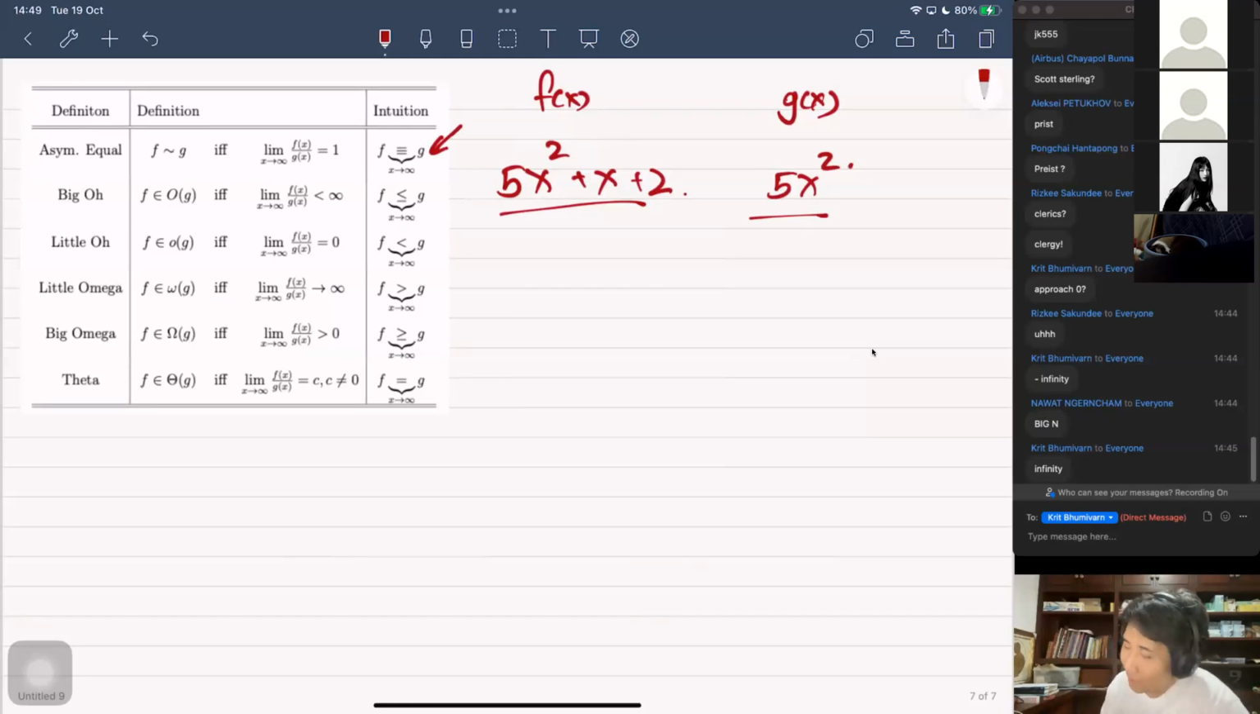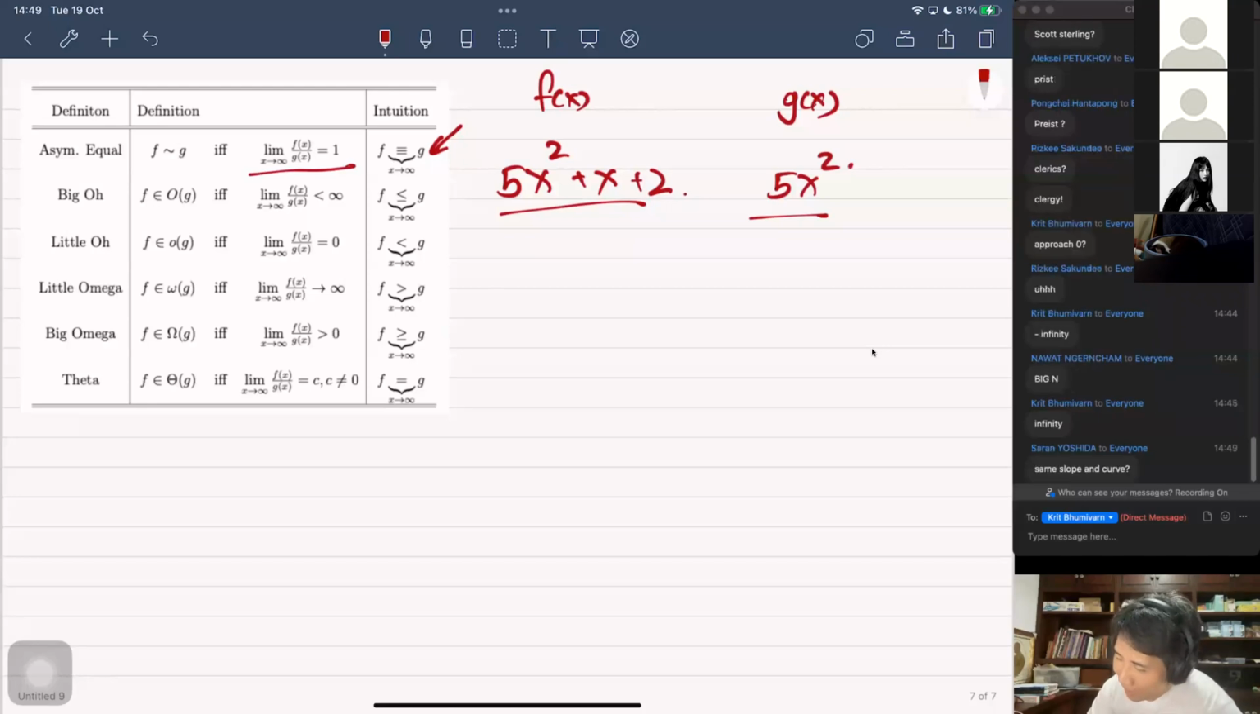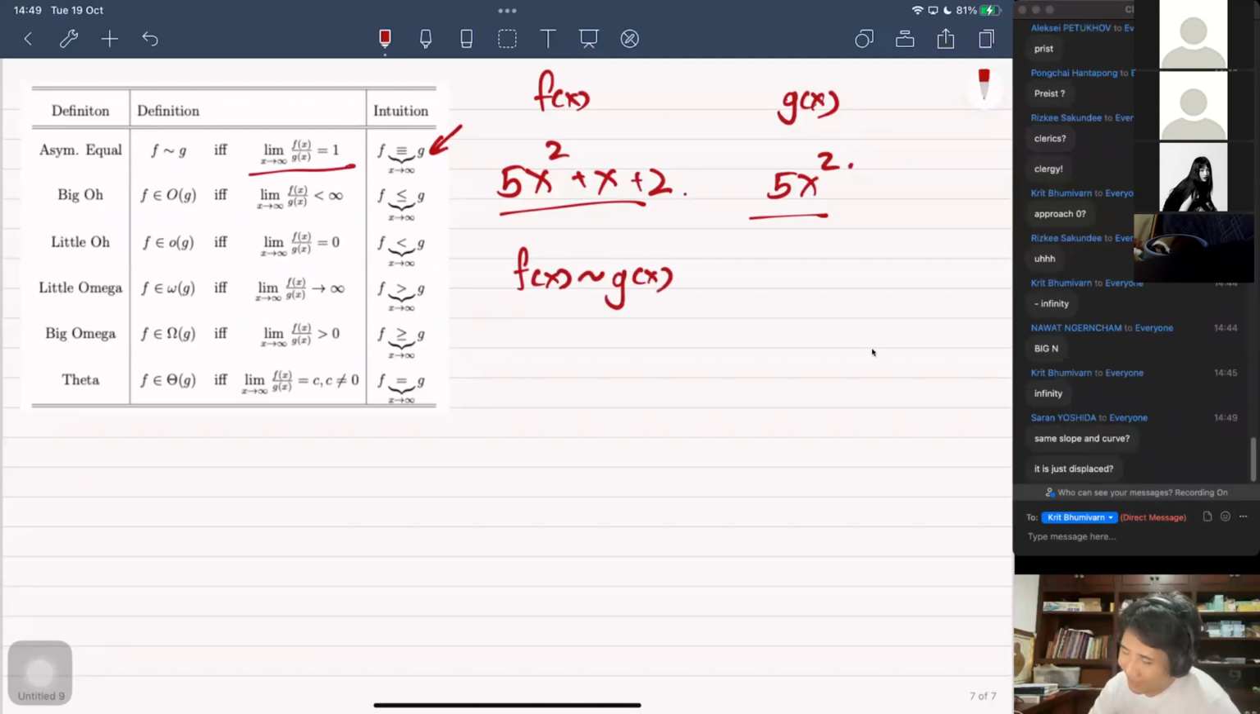Okay, so the way to check is this. To check whether f of x is asymptotically equal to g of x, you calculate. The actual definition means that the gap is really close. The gap is infinitely small compared to its value. So the limit as x goes to infinity of f(x) over g(x) should be 1.